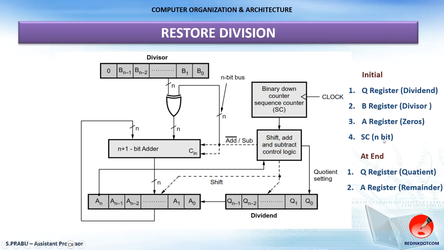At the end of the division operation, your Q register contains the result, that is quotient value. Your A register contains the remainder value. So this is the circuit diagram of the division operation. Let's move to the algorithm flowchart.